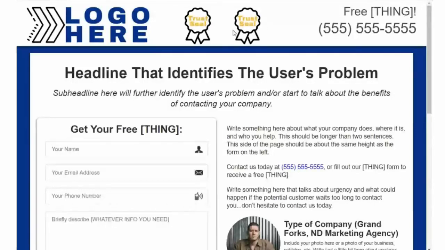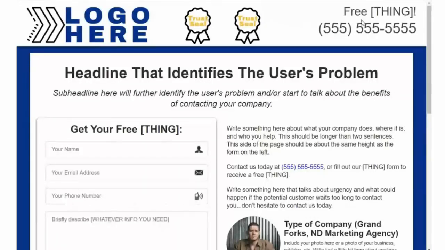But you can put a couple of those trust seals at the top, and that basically is you're borrowing the authority from those organizations. You're saying, yes, I'm a part of this. They trust me enough to let me use their logo on my site, so you can trust me also. That's what those trust seals do.